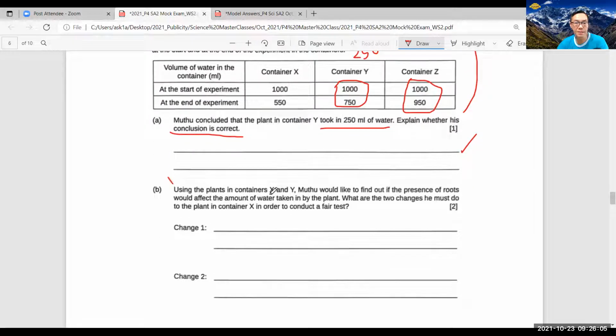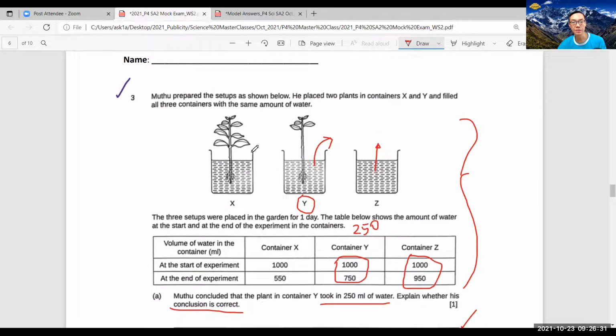Using the plants in container X and Y, Mutu would like to find out, and I ask students to annotate this. As they annotate visually and mentally, they prepare for the answers. To find out if the presence of roots would affect the amount of water taken in by the plant, what are the 2 changes he must do to the plant in container X? So focus on container X in order to conduct a fair test. So this is container X, so zoom in on this part. So what must he do?